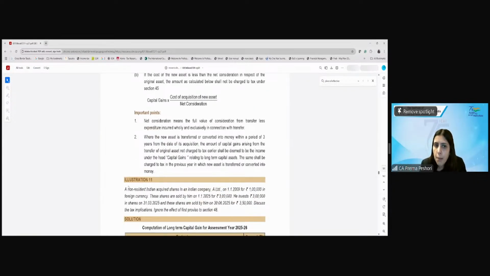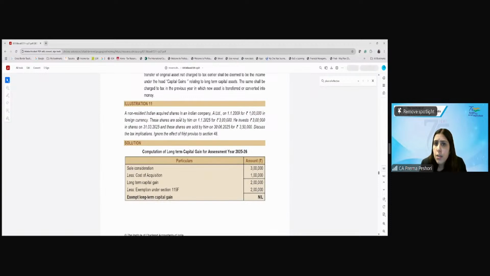So let us take this example. A non-resident Indian acquired shares on 1/1/2009 for 1 lakh in foreign currency. These shares are sold by him for 3 lakh on 1st January 25. He invests 3 lakh in shares on 31st March 2025, and these shares are then again sold by him on 30th June 25 for 3 lakh 50. Discuss the tax implication. Ignore the first proviso to 48. Here they are asking you to ignore it. If in the exam it is not asking you, you have to calculate the effect of the first proviso.